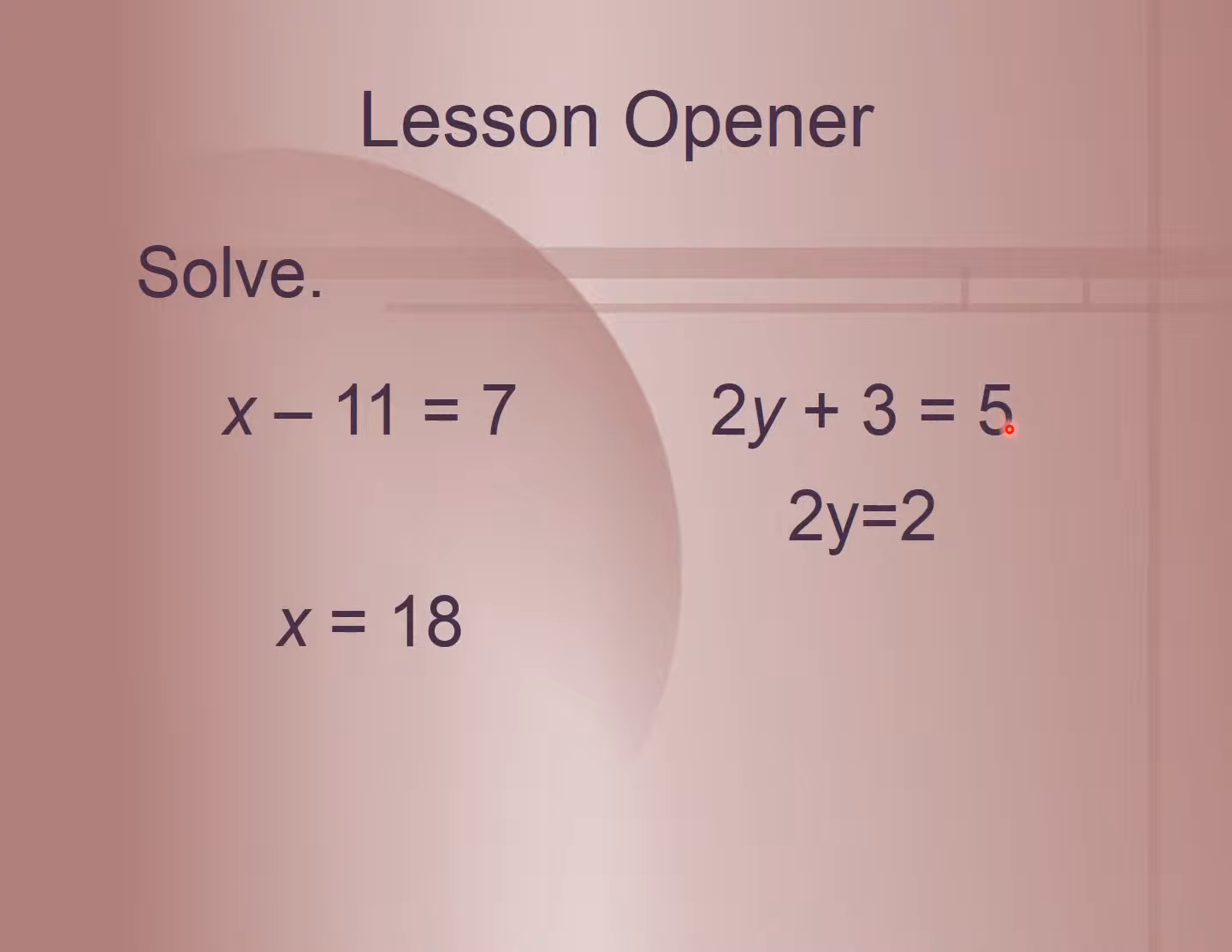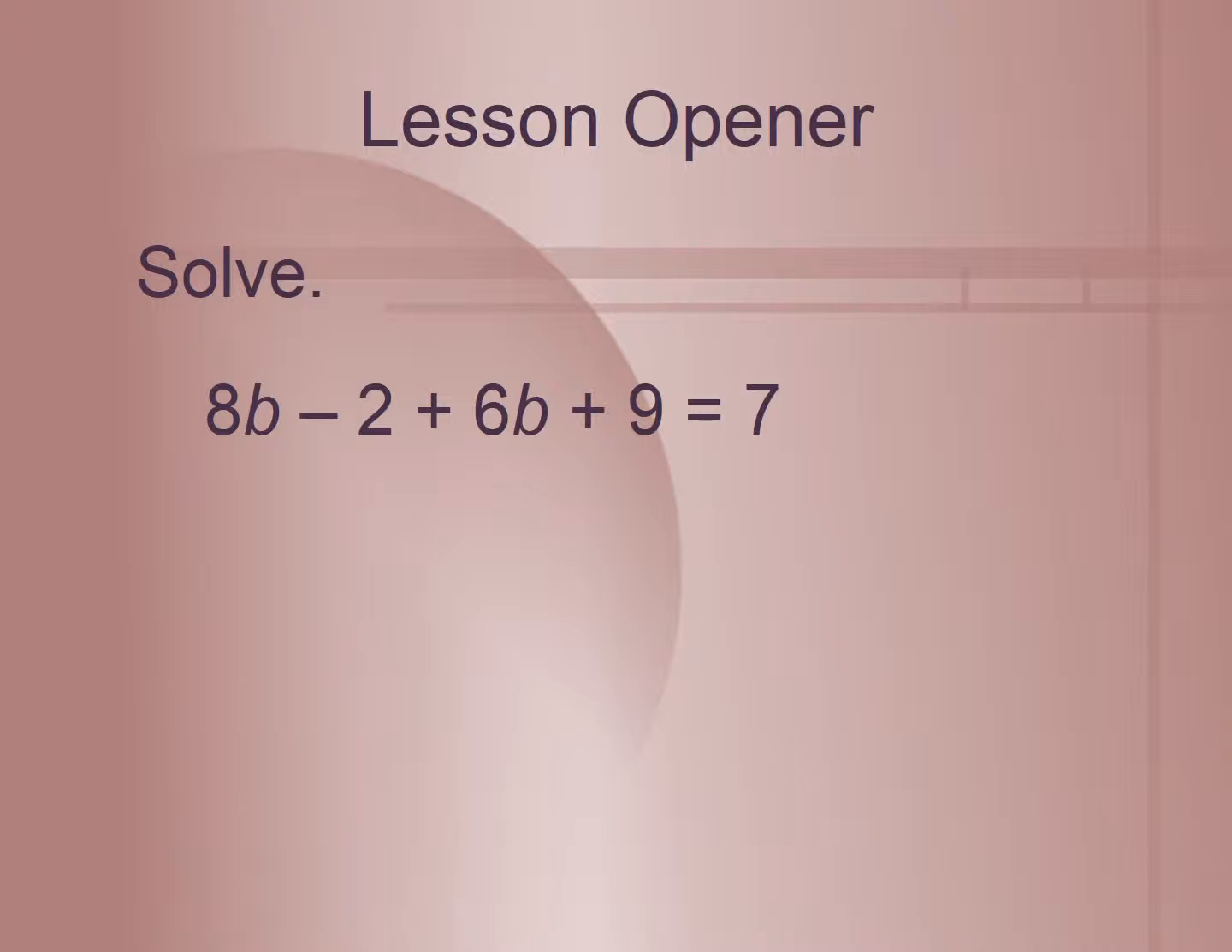On the right-hand side, we have what's called a two-step equation. We have 2y plus 3 equals 5. In this case, we have to undo addition and subtraction before we can undo multiplication and division. So the first thing we want to do is subtract 3 from both sides, and that's how we get 2y is equal to 2. Then we can divide both sides by 2, and that is how we get y is equal to 1.